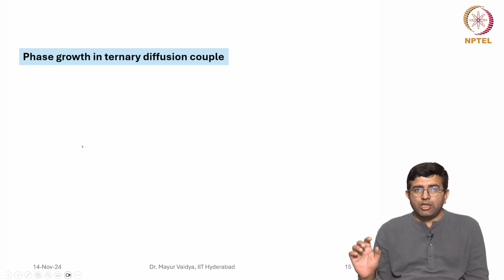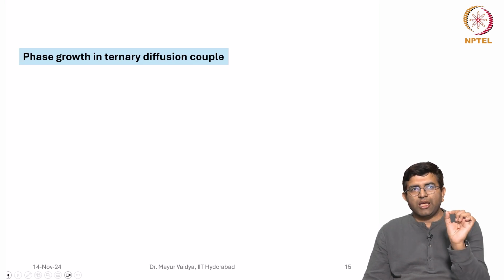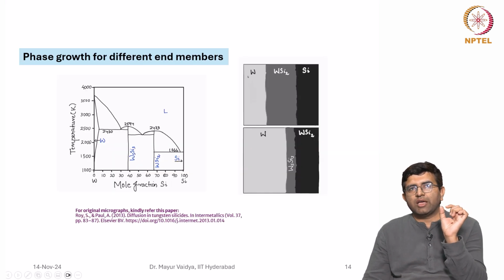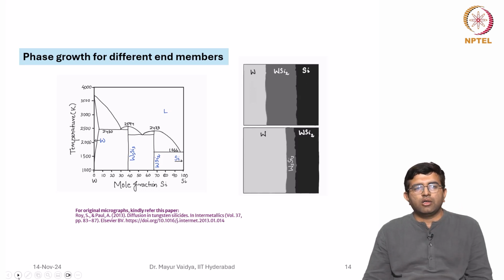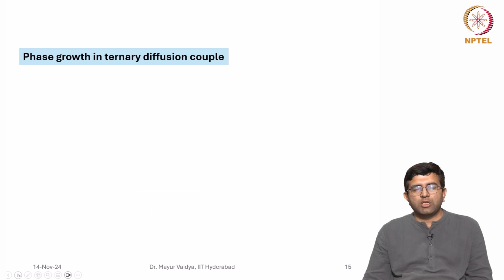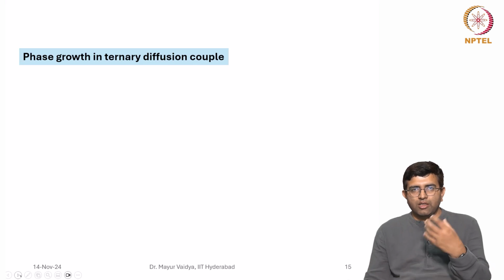So in the ternary diffusion couple, what I mean by ternary diffusion couple and binary diffusion couple, let me reiterate quickly in case. When I say binary diffusion couple, it is only 2 elements, tungsten and silicon. 3 is a ternary diffusion couple, which means there can be 3 elements involved. Now the question is, we saw that in the binary diffusion couple only the single phase regions grow.